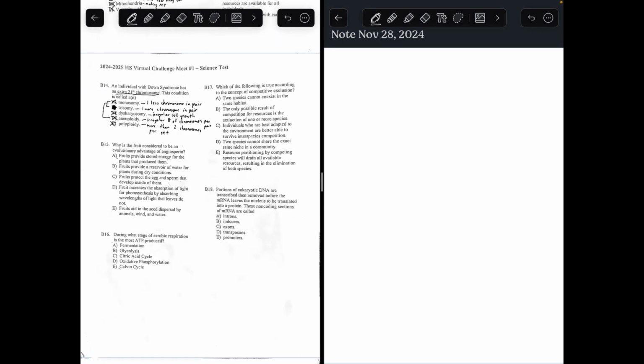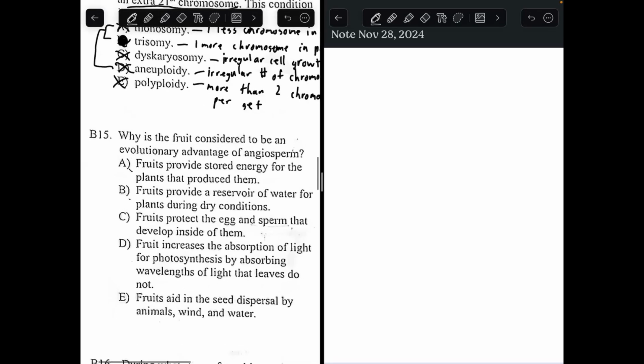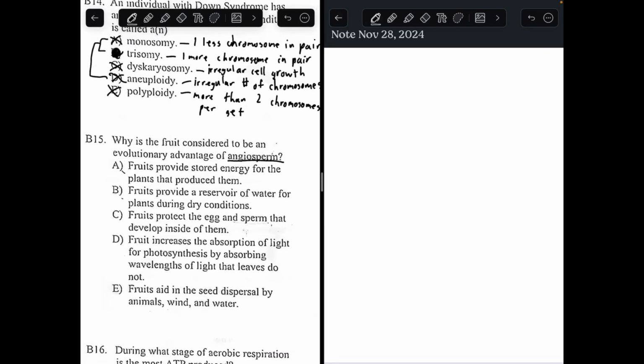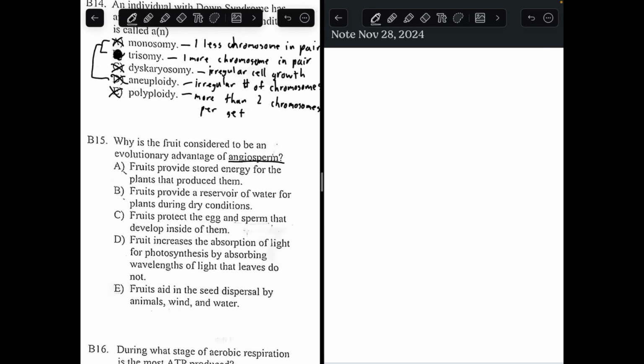Number 15. Why is fruit considered an evolutionary advantage of angiosperms? So what is an angiosperm? An angiosperm is any type of plant that flowers and produces fruits. So what is the advantage of a fruit? Fruits have 2 main functions. They protect the seed from physical conditions, and they aid in the seed's dispersal to the environment.